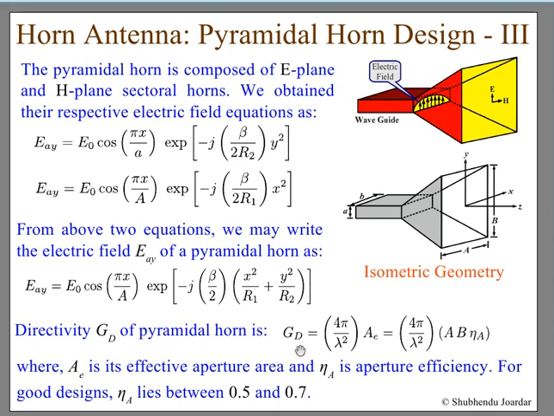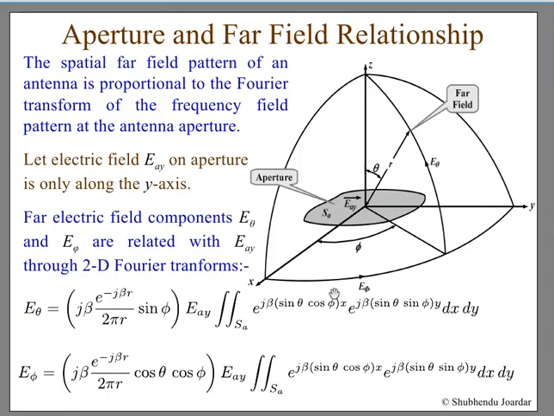So once you get directivity, for good designs, aperture efficiency lies between 0.5 to 0.7. For horn antennas, this is slightly better than that of dish antennas, where you have aperture efficiency less than 0.5.